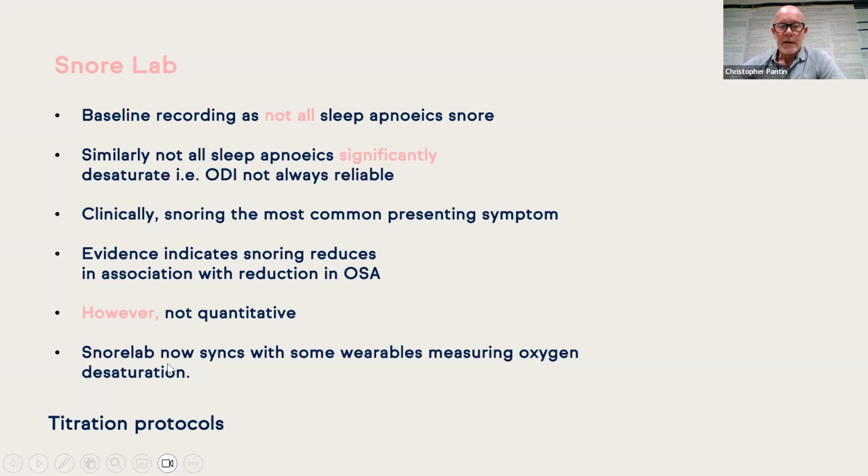One good thing is that the guys who invented SnoreLab, Julian Goldberg in the UK, is now developing some technology to use sound to measure obstructive sleep apnea. But even now, you can sync your SnoreLab to wearables such as Apple Watch. So you can measure oxygen desaturation as well as snoring, which is pretty quirky and probably another good way to titrate an appliance if you wanted to.